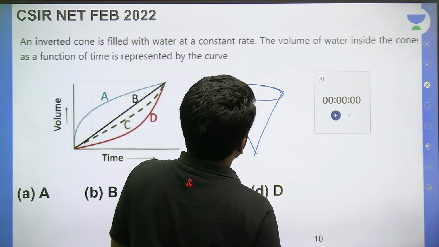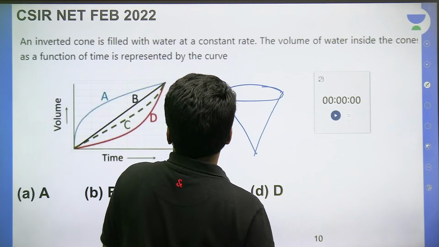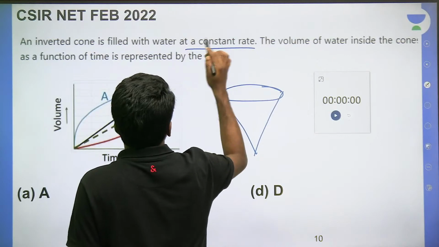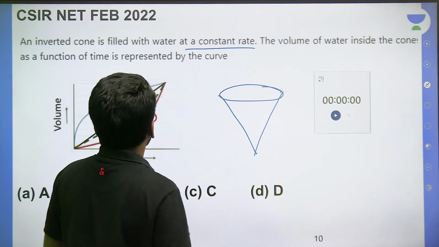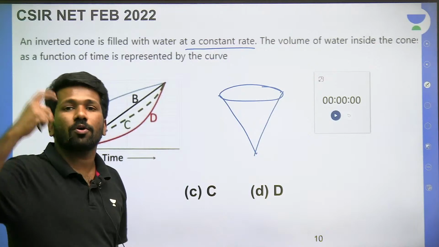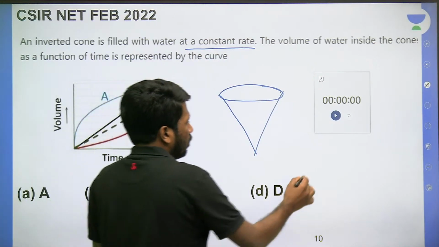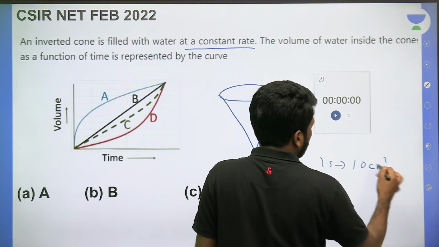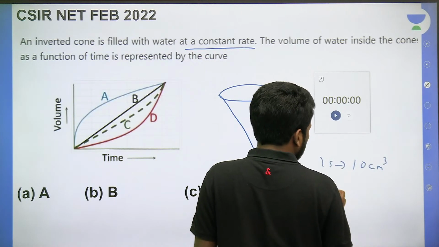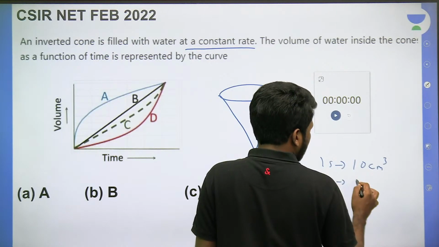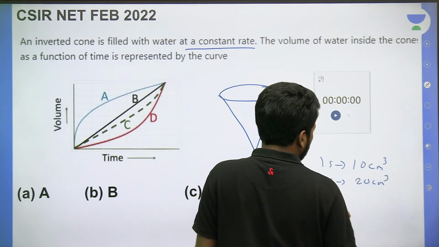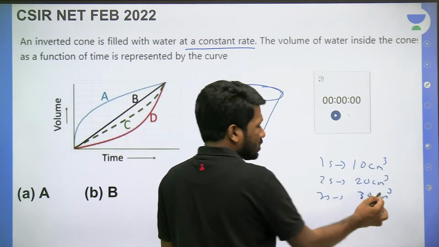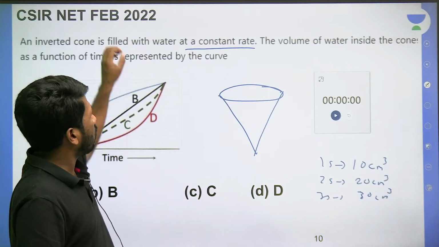So what do we need to find? Volume of water inside the cone as a function of time. The question directly told that constant rate means the increase in volume is constant. That means, for example, if in 1 second the volume is 10 centimeter cube, then in the second second it is also 10, so total 10 plus 10, 20 centimeter cube. Third second, one more 10, so 30 centimeter cube in total, and so on. That is constant rate. Volume is constant.